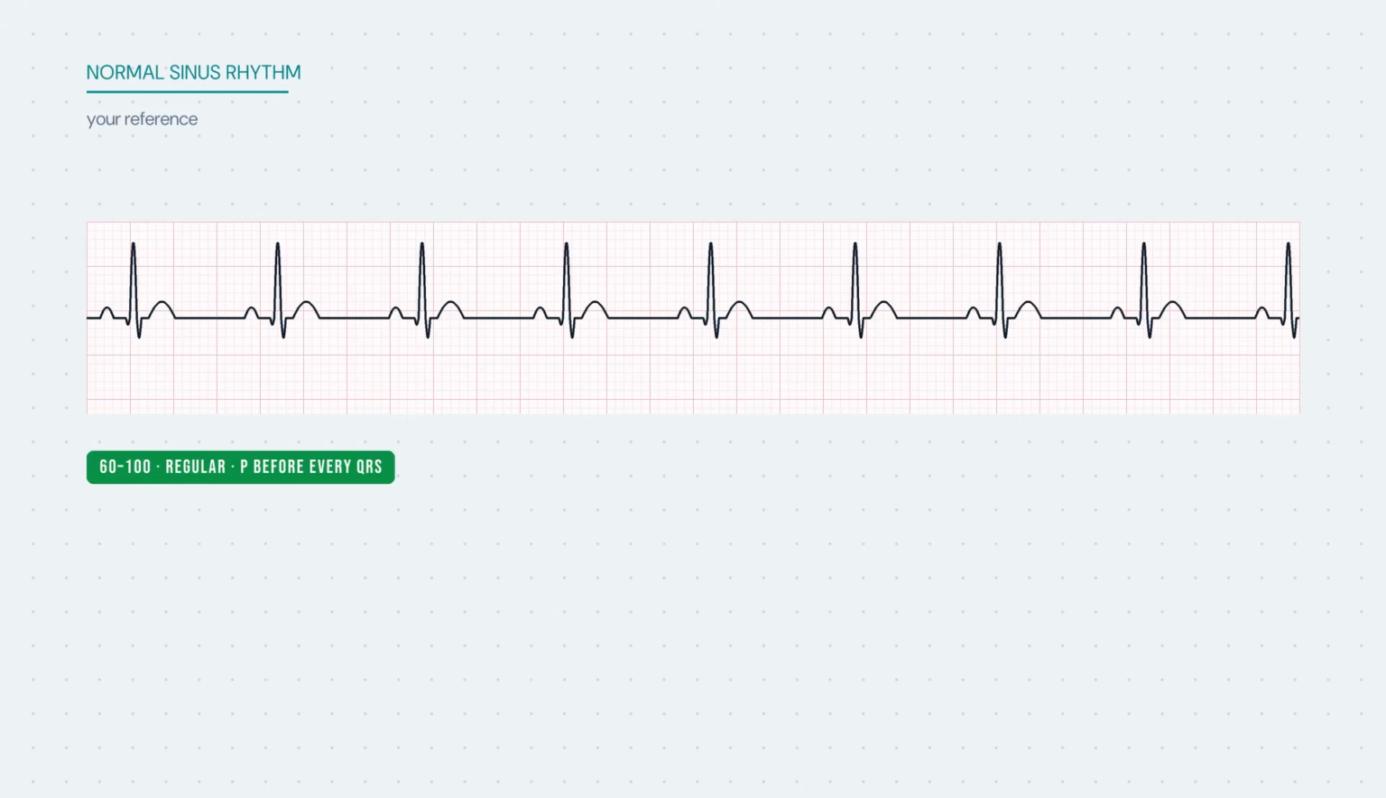Normal sinus rhythm. Rate 60 to 100, regular, a P wave before every QRS, PR interval normal, QRS narrow. This is your reference. Every abnormal rhythm is a specific deviation from this picture, so the better you know this one, the faster everything else becomes obvious.